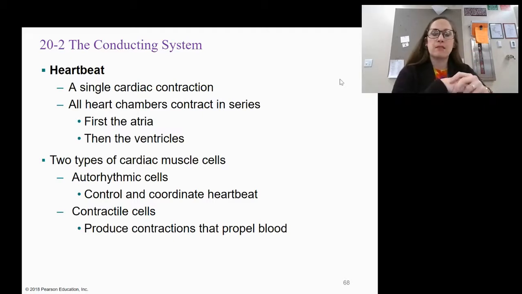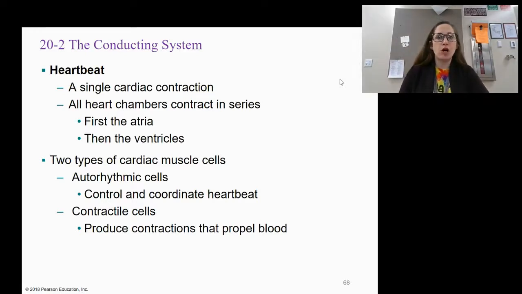Basically what happens is the upper chambers contract first. So your atria have an atrial depolarization event, AKA a contraction, and then the ventricles have the same. While one set of chambers is contracting, the other group is relaxing, and then there's a brief period where everybody's in relaxation. There are two types of cardiac muscle cells that we have.